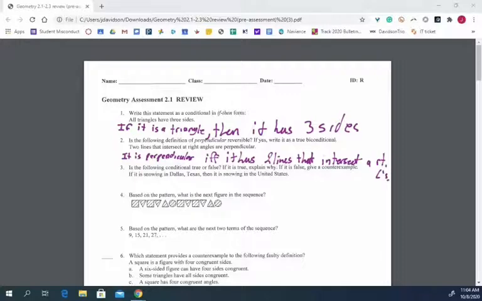Number 3, is the following conditional true or false? If true, explain why. If false, give a counterexample. If it is snowing in Dallas, Texas, then it is snowing in the United States. True or false? Yeah, sounds about right. So yeah, it's true. Why? Because Texas is in the U.S., man.